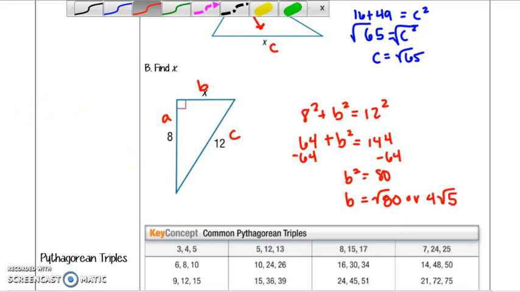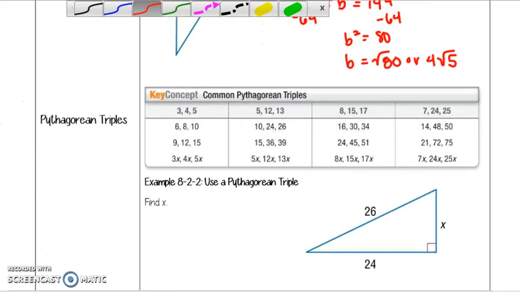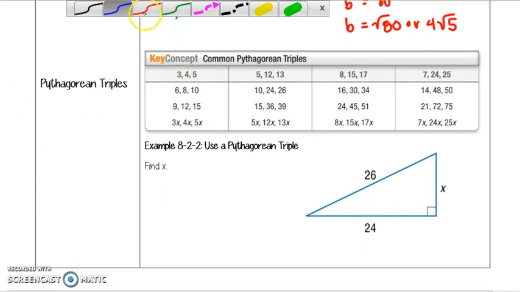And you should get square root of 80, or if you simplified it, 4 radical 5. Some common Pythagorean triples or sides of a triangle would be 3, 4, 5; 5, 12, and 13; 8, 15, 17; 7, 24, and 25; and then here's some more listed as well. If you memorize those, you can help yourself to recognize and solve them a lot quicker.